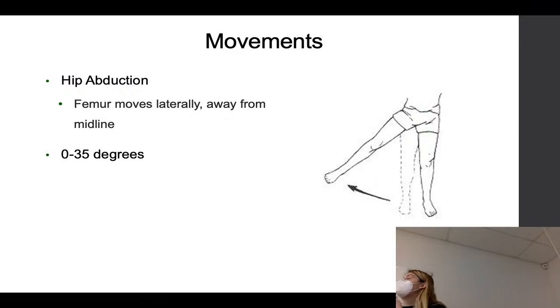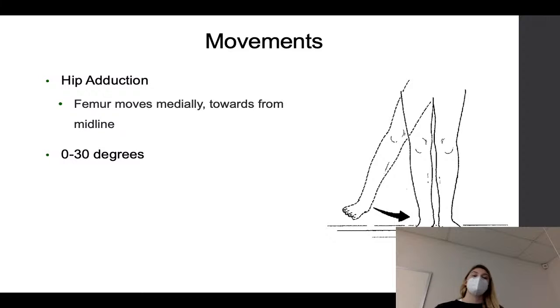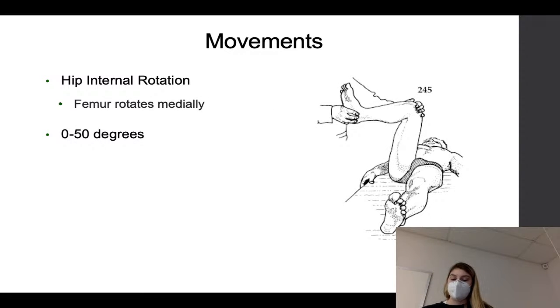We're going to have hip abduction, which we should already kind of know all of these. We know AB means bringing it away, so hip abduction will be bringing our leg out, moving it laterally. And hip adduction will be bringing it back in. So hip internal rotation.